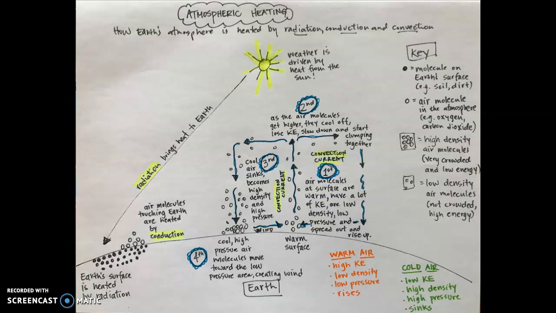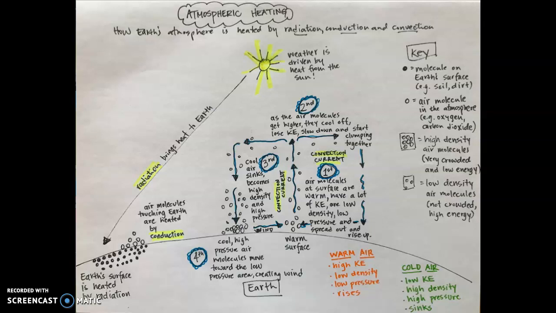This is a lesson in atmospheric heating, and it's going to explain how Earth's atmosphere is heated by the three forms of heat transfer, which are radiation, conduction, and convection. So I highlighted in yellow the places that explain those three forms of heat transfer. So let's get started with the sun, that's also highlighted in yellow.